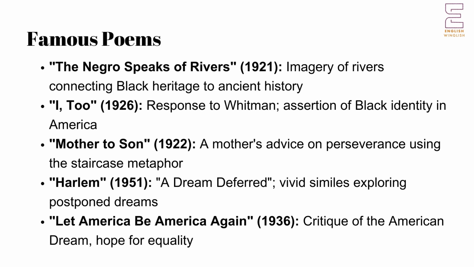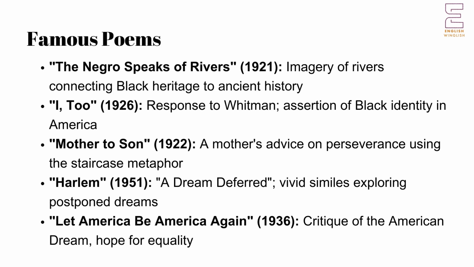Harlem, 1951. Also known as A Dream Deferred, this short but impactful poem questions what happens when dreams are postponed or unfulfilled. It uses vivid similes to describe various possibilities, each more devastating than the last, and ends with the powerful image of an explosion. The poem reflects the frustration and anger of black Americans who are denied their dreams, making it a cornerstone of Hughes's exploration of social injustice.